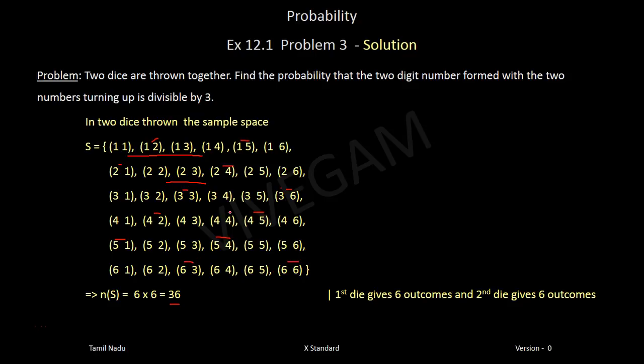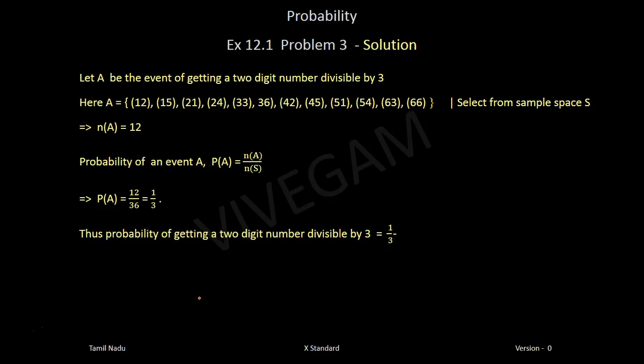So these are all the possible outcomes of event A, where what is event A? When the number turning up is divisible by 3. So 1, 2, 3, 4, 5, 6, 7, 8, 9, 10, 11, 12. So 12 out of 36 outcomes is favorable to us. Okay. Now let's complete the problem.